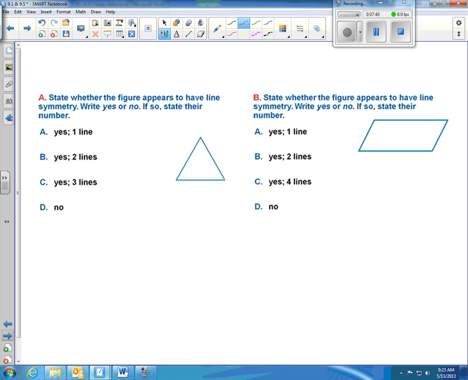All right. State whether a figure appears to have a line of symmetry. Right, yes or no? State their number. So here we're looking at a triangle. Well, you can draw lines of symmetry through here. So I'm going to tell you the answer is yes, but I want you to find out how many we're going to draw through. Same with B. I'm going to tell you that this one, you're going to have to decide if it's yes or no. So you guys are smart kids. I know you guys have got that. So we know that for sure A is a yes. You just need to find how many.